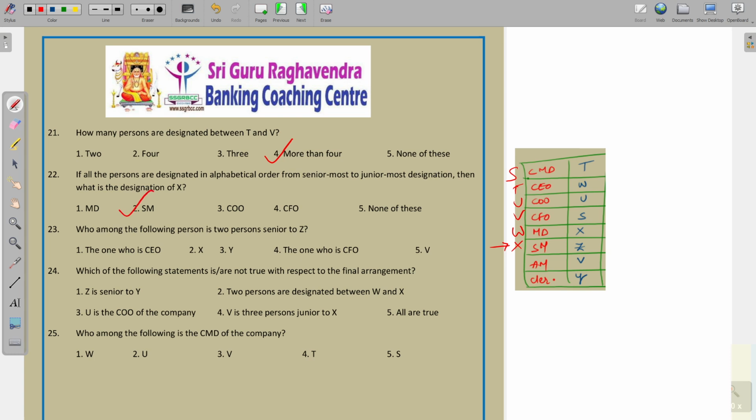Who among the following persons is 2 persons senior to Z? So, 2 persons senior to Z, that is CFO or S. Okay. So, option 4 is the answer.